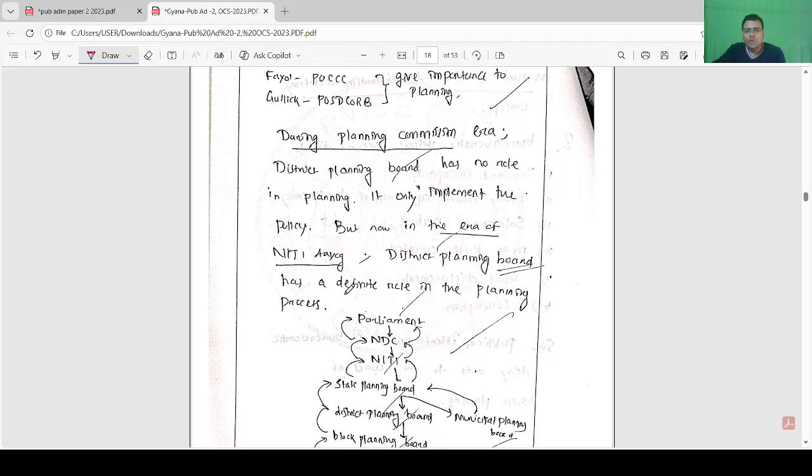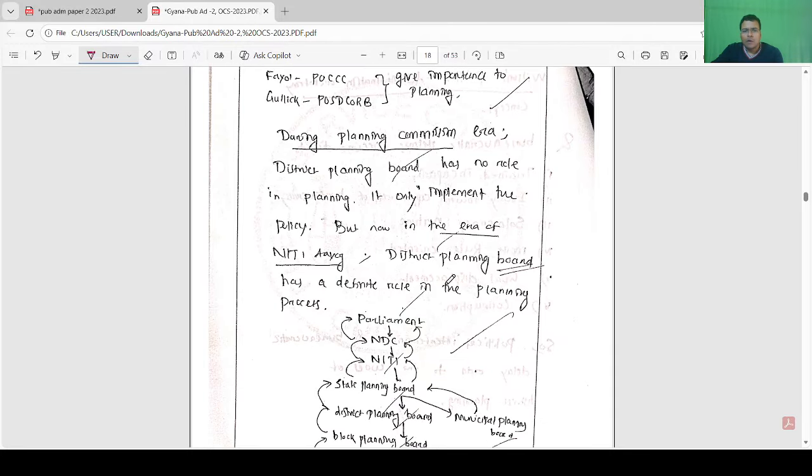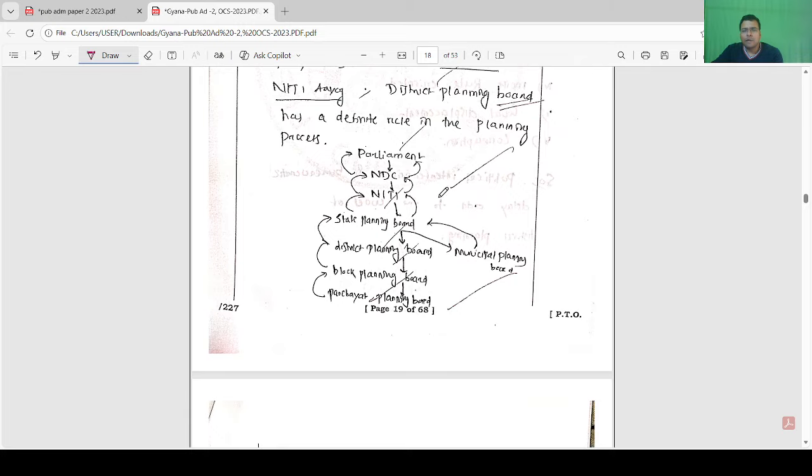So during the planning commission era, the district planning board had no role in planning. Planning was centralized, non-participative, non-democratic. The district planning board had only a role in implementation. But in the Niti Aayog era, district planning has a definite role in the planning process: parliament, NDC, Niti, state planning board, district planning, block planning, panchayat planning. So this is circular communication.